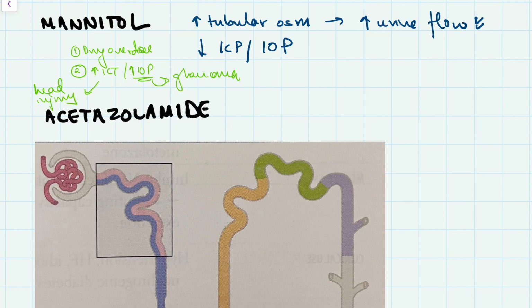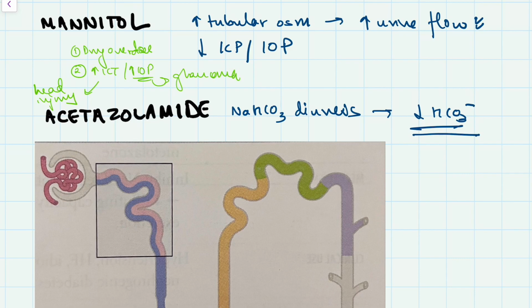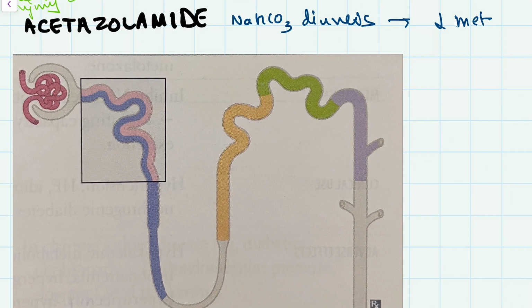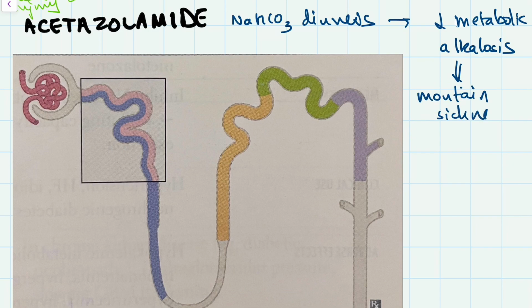Next diuretic is acetazolamide, right? It is a carbonic anhydrase inhibitor and it leads to sodium bicarbonate diuresis. So what it does is that it decreases the bicarbonate stores in the body. It is used for metabolic alkalosis, right? Therefore it is used in mountain sickness or altitude sickness, that is, it is the drug of choice. Why? Because it decreases the metabolic alkalosis.